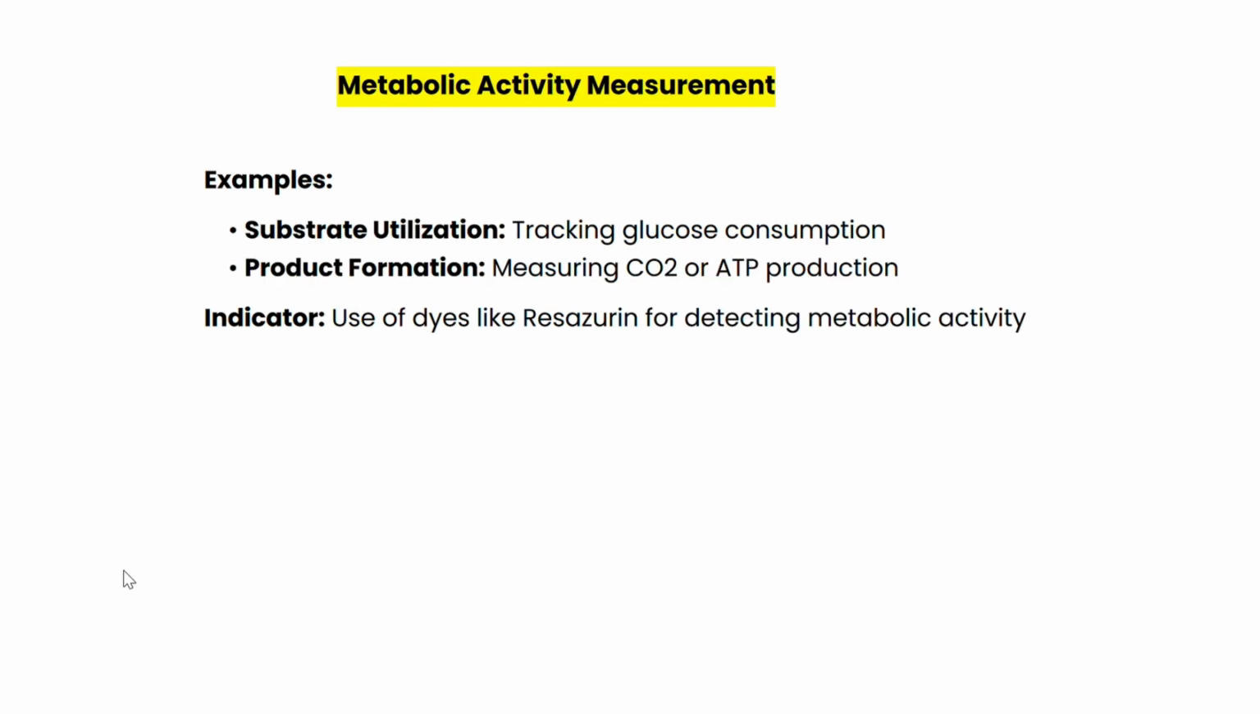In metabolic activity measurement, we assess growth by analyzing metabolic byproducts. For instance, we can track the consumption of glucose or the release of CO2. This method provides real-time data on the activity of the cells and is often used in fermentation processes.